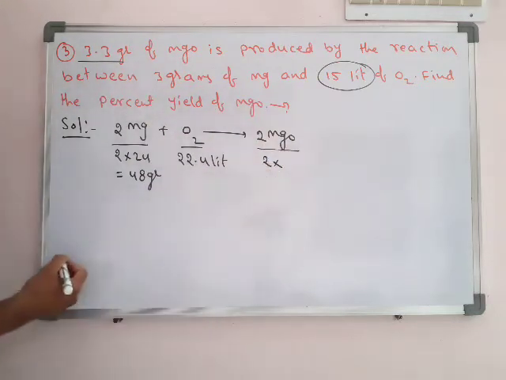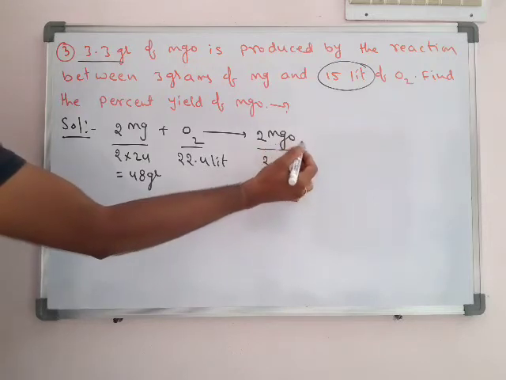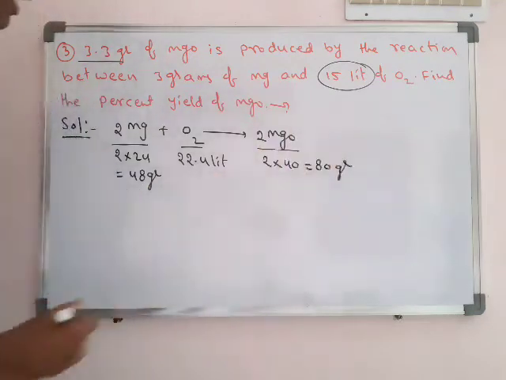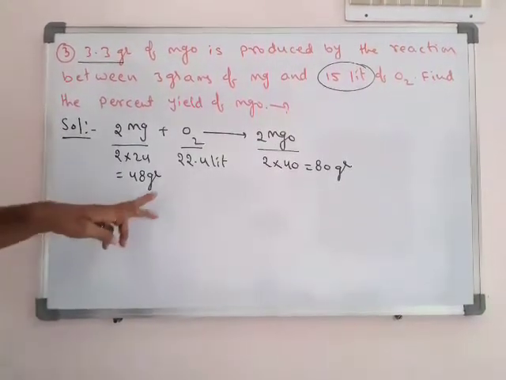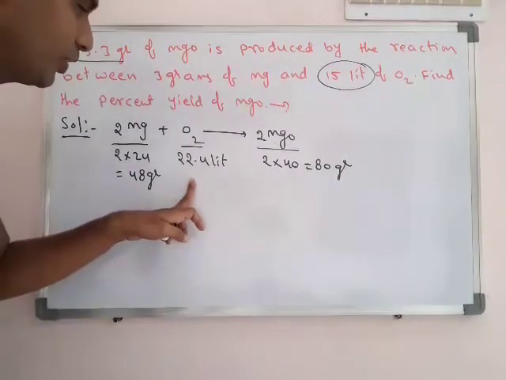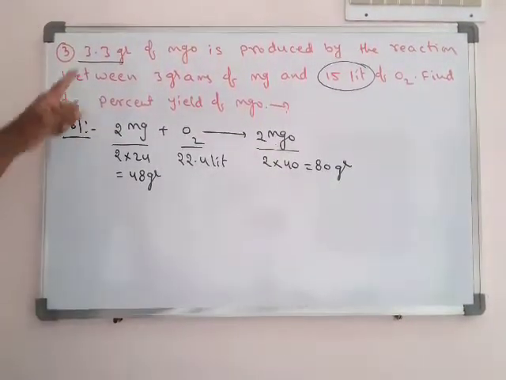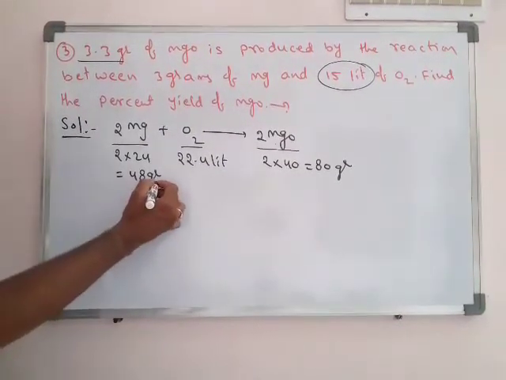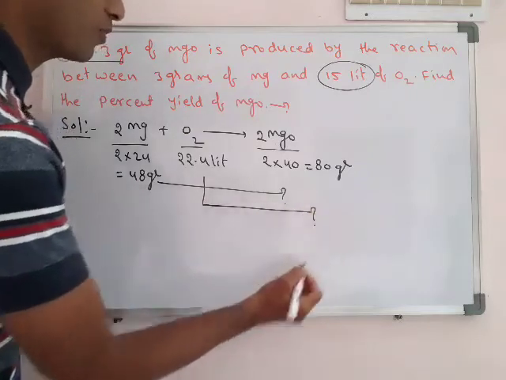So it forms 2 moles of MgO. Magnesium oxide means how much? Magnesium 24 plus oxygen 16 is 40, so 2 into 40 is 80 grams. Here 48 grams of magnesium react with 22.4 liters of oxygen, forming 2 moles of magnesium oxide, 80 grams. But actually only 3.3 grams is formed. So we can find how much MgO forms using 48 grams, or using 22.4 liters.